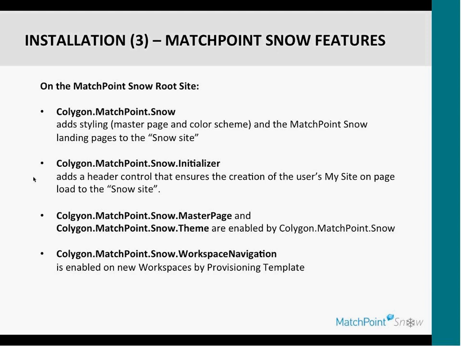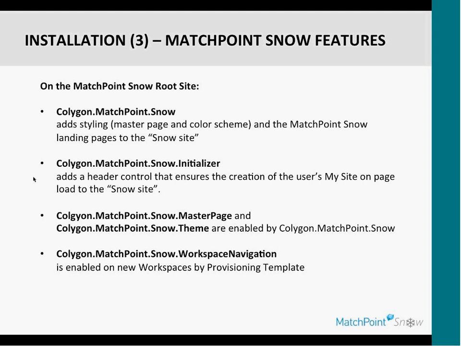On the Snow root side, there are two features to be enabled. Colygon.matchpoint.snow adds the landing pages and the snow styling that we've seen on that page, and a second feature we call initializer, which implements a header control that will be active essentially only when a user comes onto that page for the first time and doesn't have his or her My Site created. That initializer ensures that the My Site is created before the user actually accesses MatchPoint Snow, and therefore it also ensures that all the functionalities of MatchPoint Snow that are related to the My Site will be working correctly.